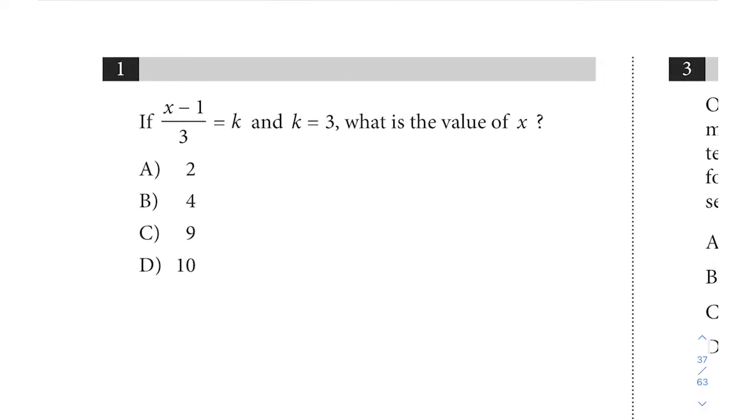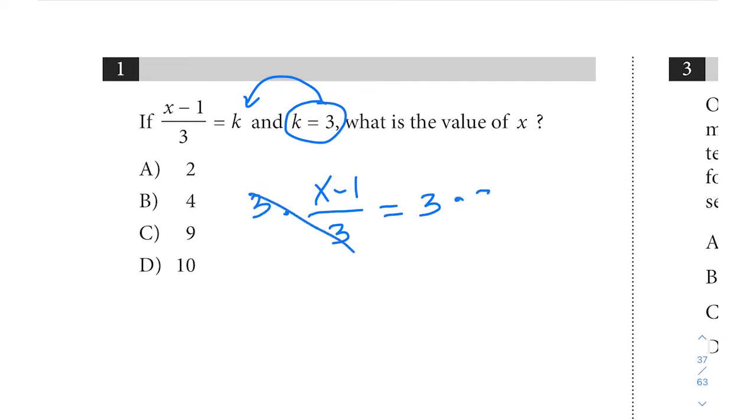For question 1, it says if (x - 1)/3 = k and k = 3, what's the value of x? For this question, this is going to be a plug-in the given value question, and we'll do (x - 1)/3 = 3 when we plug in for k. Now to get rid of this denominator on the left side, we have to multiply by 3 for that to cancel out, and whatever you do to one side you have to do to the other. So we multiply both sides by 3 and we'll be left with x - 1 = 9.